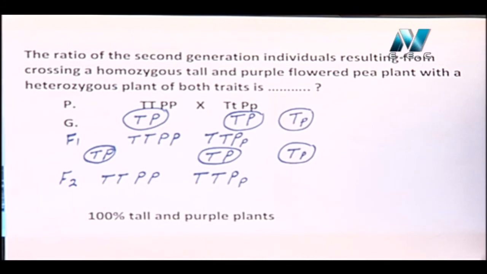The first filial generation will be TTPP, like one of the parents, and the other individual will be TTPp. So these are the genotypes of the first generation, and they are similar to their parents. And by carrying out the steps to find out the second generation, we'll get to the same result. So all of the offspring are tall and purple flowered plants.